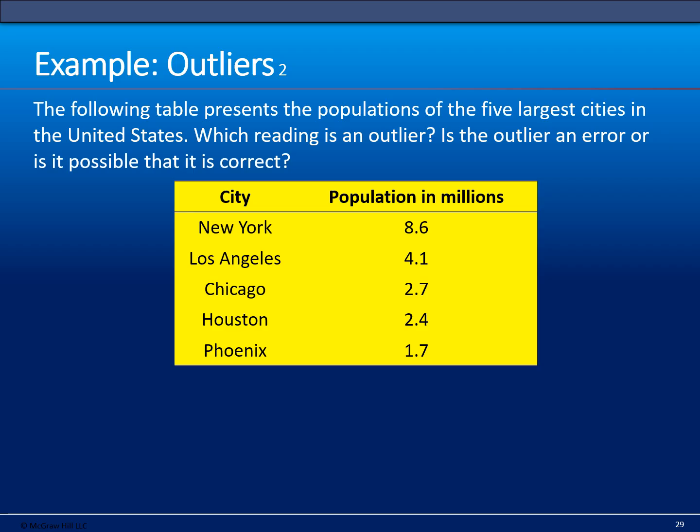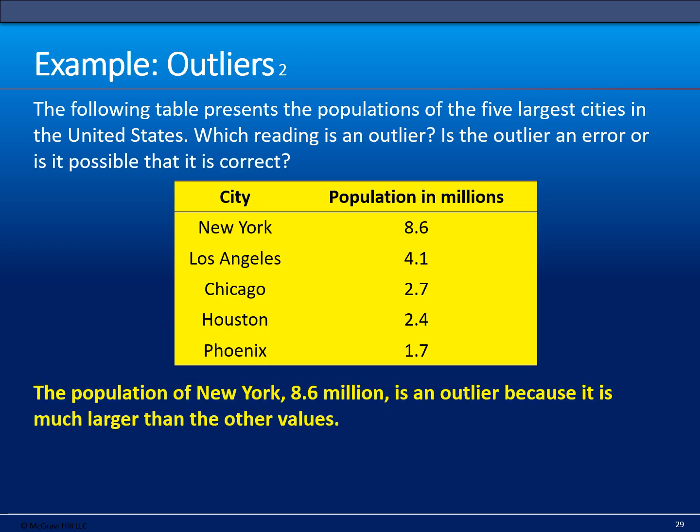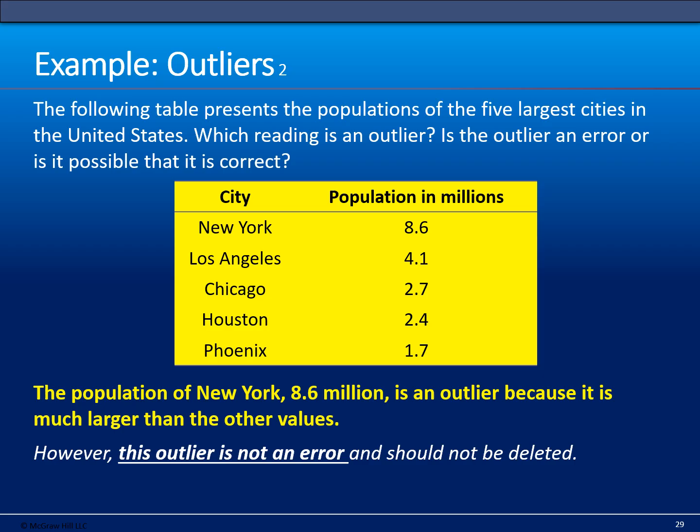Here we have another example. The table represents the population of the 5 largest cities in the United States. Here we have New York, LA, Chicago, Houston, and Phoenix. Again, looking for a number that is much greater than or much less than. Well, the very first value, the population of New York, is 8.6 million. You might think, if these are the 5 largest cities, that's wrong, but it's actually not wrong. That is the population. It's just much higher than most other cities.